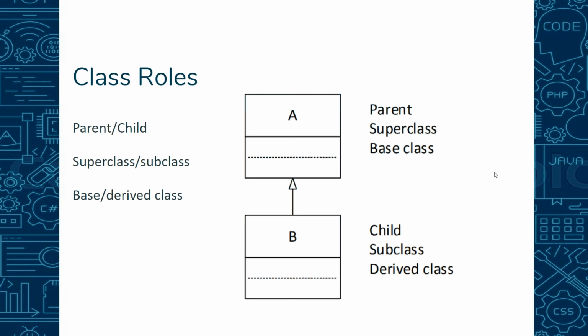Now, with inheritance, you have a parent class and a child class. It also might be called a superclass and subclass. It could be called a base class and derived class. Those are different names that mean the same thing of inheritance and which part of the inheritance you are. Personally, I like parent and child because I know that a child is derived from a parent, and it just kind of makes sense. But you also might see the others with different instructors, different textbooks. They all mean the same thing.